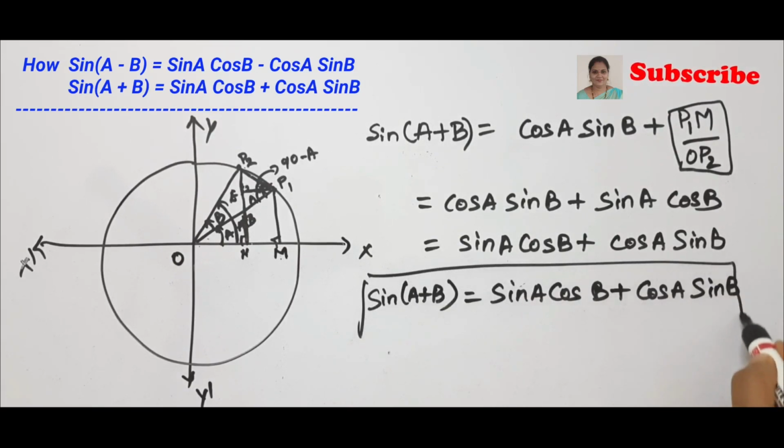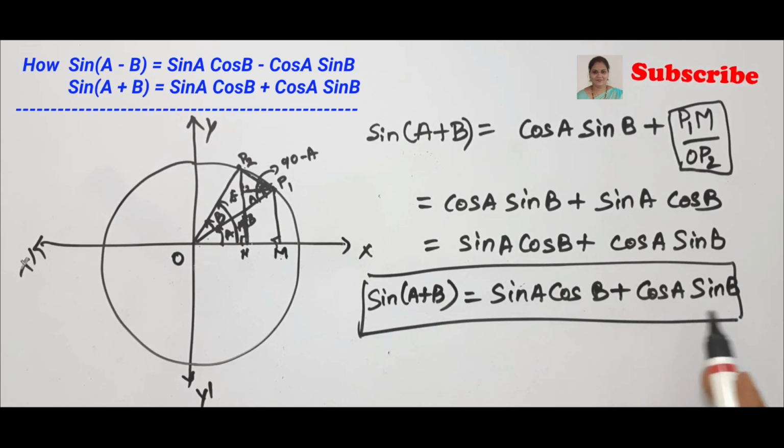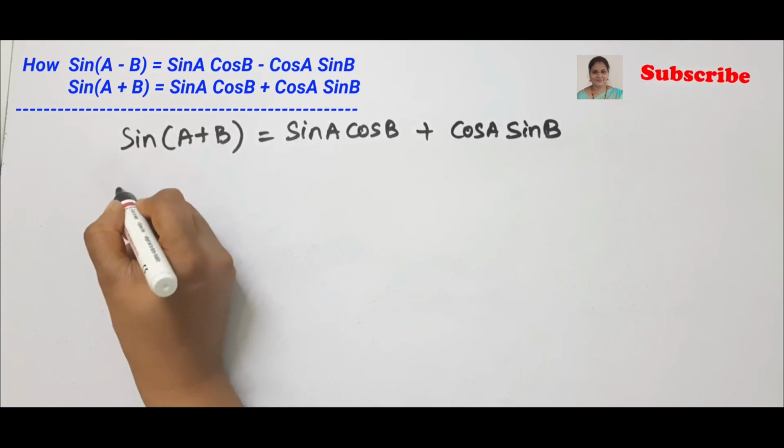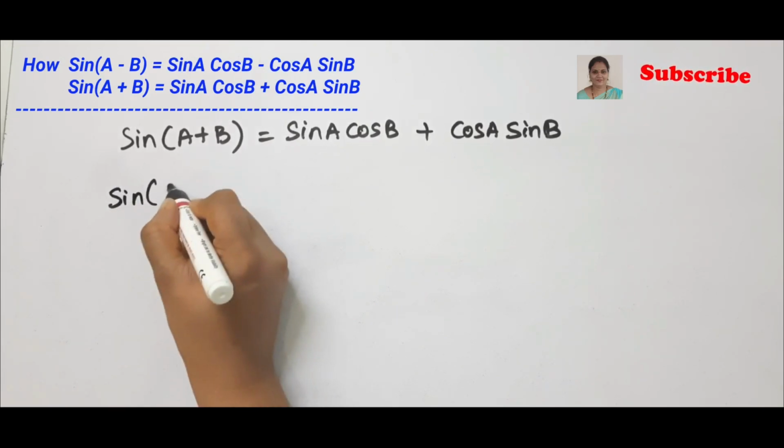Now, using this formula, that is sin of A plus B is equal to sin A cos B plus cos A sin B, we can easily get the value of sin of A minus B. Okay, now let us use this formula to get sin of A minus B. Now let us calculate sin of A minus B.